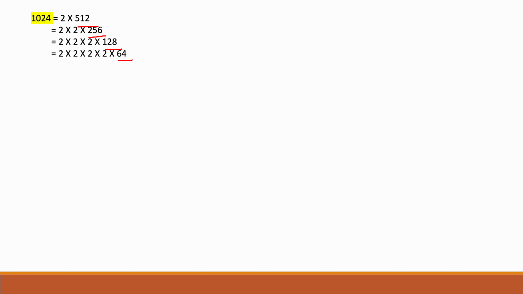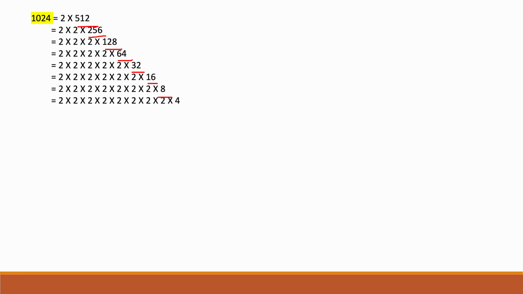Then again 64 can be written as 2 into 32. 32 can be written as 2 into 16. Then 16 can be written as 2 into 8. Then 8 can be written as 2 into 4. 4 can be written as 2 into 2. So this is the prime factorization of 1024.